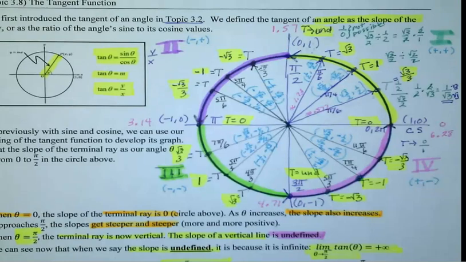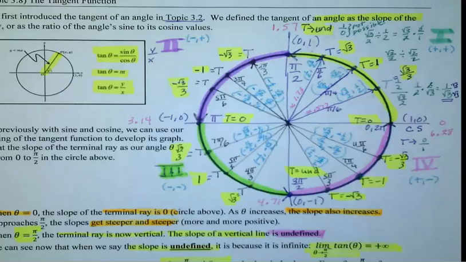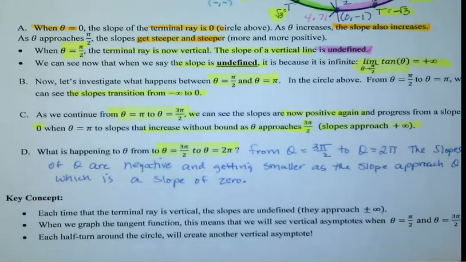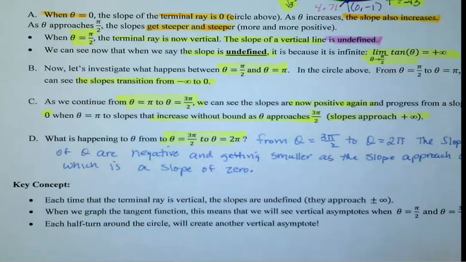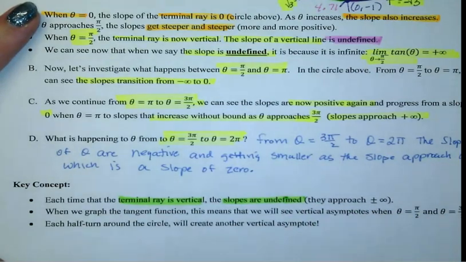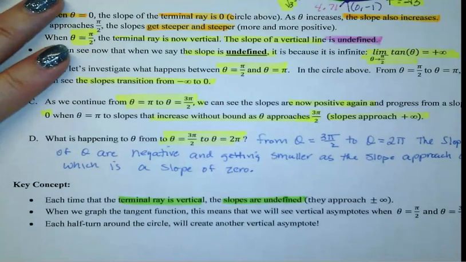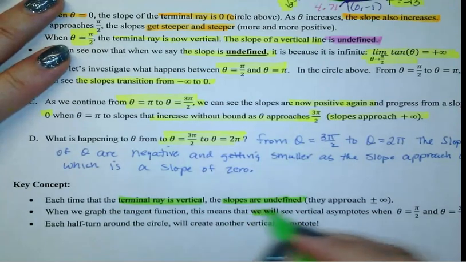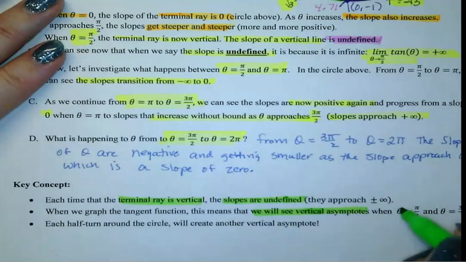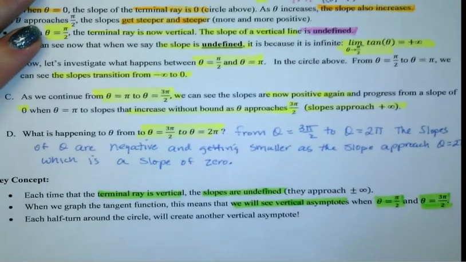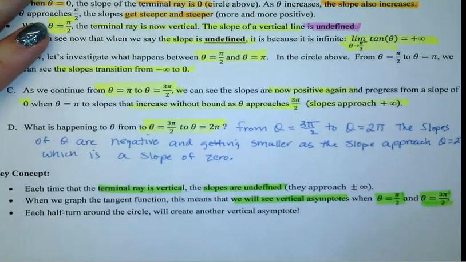and how we know what those tangents are, because we know that this is a ratio which just represents slope. So we're looking at the terminal slopes, or the slope of the terminal side of our angles. The key concept is that each time the terminal ray is vertical, the slopes are undefined because they're approaching either positive infinity or negative infinity. When we graph the tangent function, this means we will see vertical asymptotes at theta equals pi over 2 and theta equals 3 pi over 2, because what is a vertical asymptote? It's when the slope is undefined.